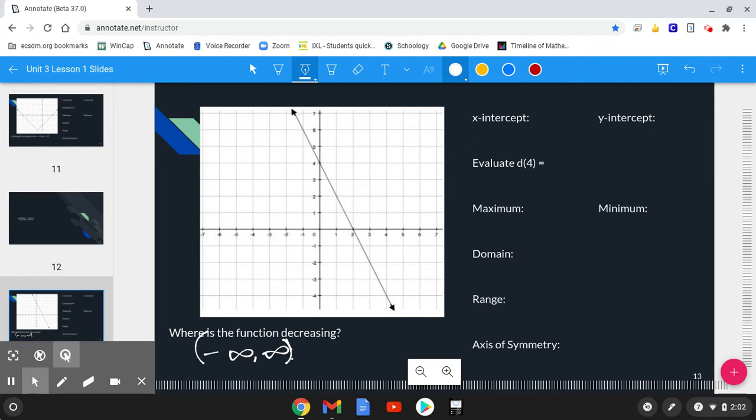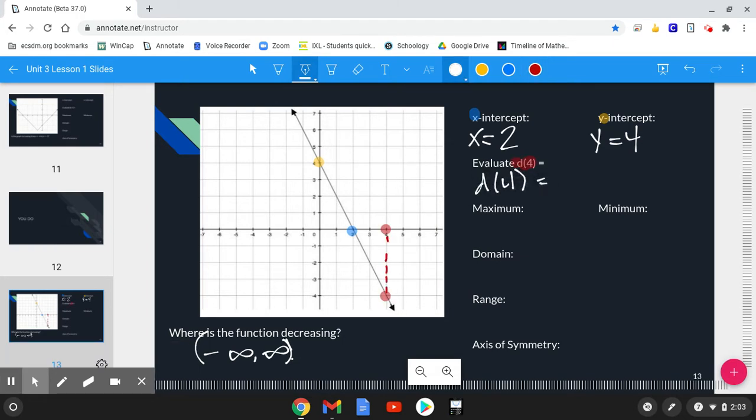What are the x-intercepts? X-intercepts is where it hits the x-axis, which is at x equals 2. What is the y-intercept? Y-intercept is where it hits the y-axis at y equals 4. Evaluate d of 4. d of 4 equals negative 4.